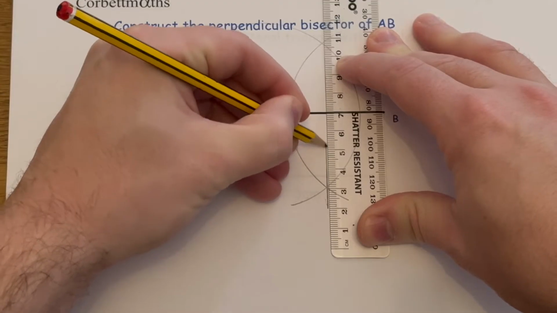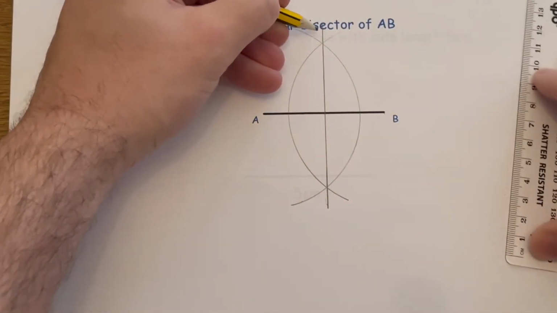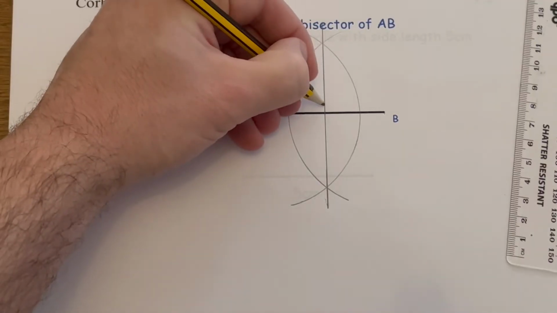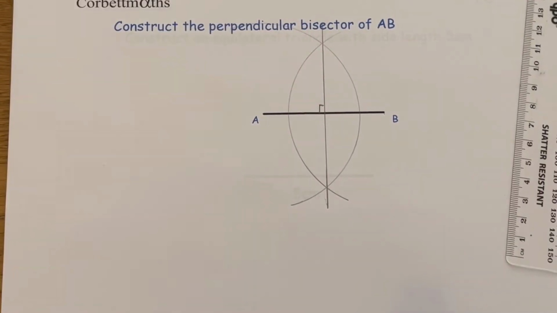I get my ruler and pencil and draw through those intersection points where the arcs intersect. The line we've just drawn is the perpendicular bisector. It crosses AB at 90 degrees and it cuts AB exactly in half. And that's it. That's the perpendicular bisector.